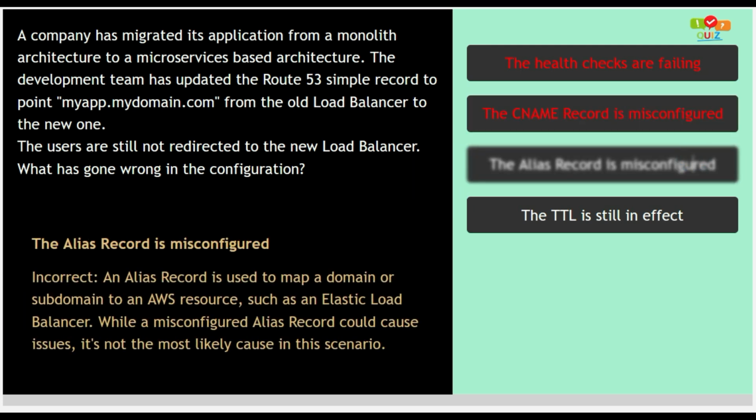Option 3. The alias record is misconfigured. This option is incorrect as an alias record is used to map a domain or subdomain to an AWS resource such as an elastic load balancer. While a misconfigured alias record could cause issues, it's not the most likely cause in this scenario. So option number 3 is incorrect.